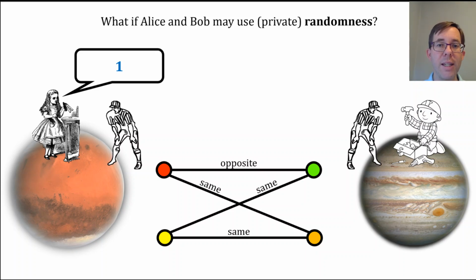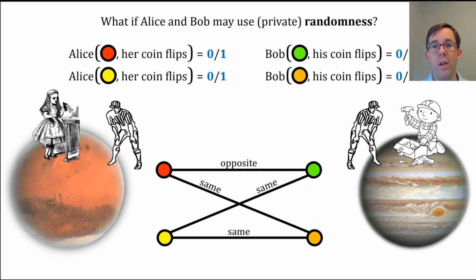Again, similarly, Bob making his decision, he gets a challenge, which is green or orange. He can flip some coins and use both the coin flips and the name of his challenge to decide what his response will be, either 0 or 1. So in this scenario, you see that Alice's response is both a function of her challenged color, red or yellow, and also of her coin flips. We can imagine she uses however many she wants. And similarly for Bob.